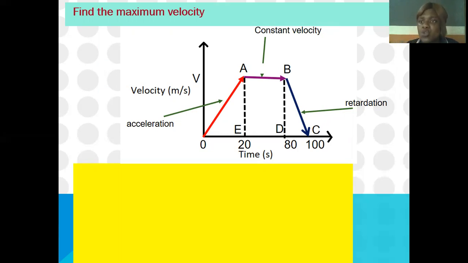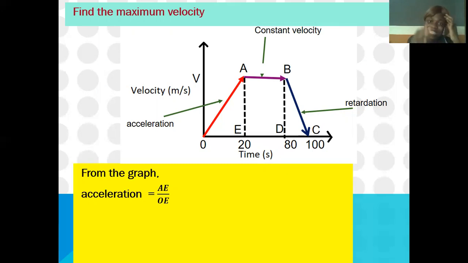Remember that we were told that the body accelerates at 2 meters per second squared. So we're going to use that acceleration and time to find the maximum velocity. So follow me. From the graph, acceleration is normally velocity over time, right? Now, our velocity for that acceleration part, we can use that line AE over OE.